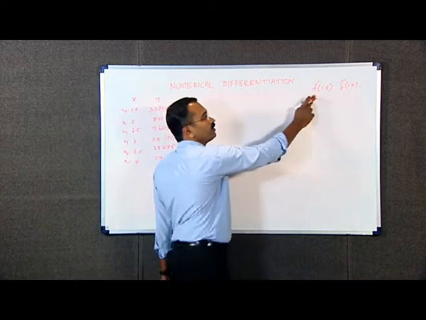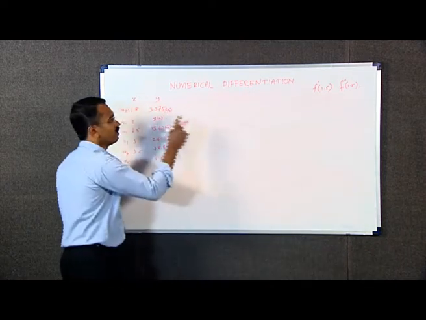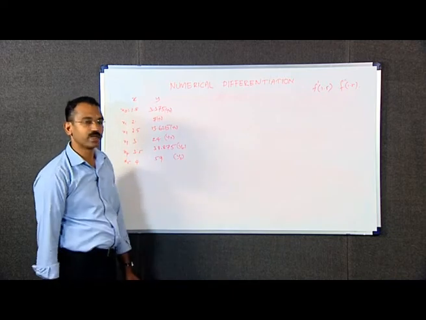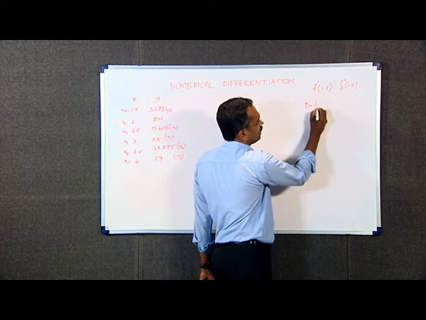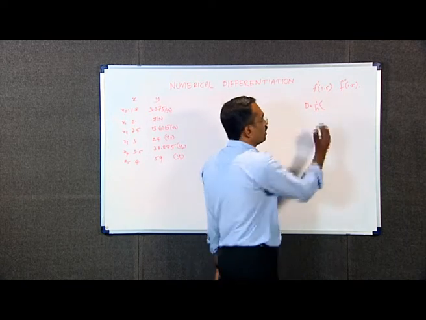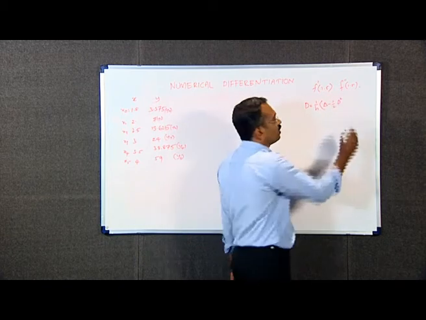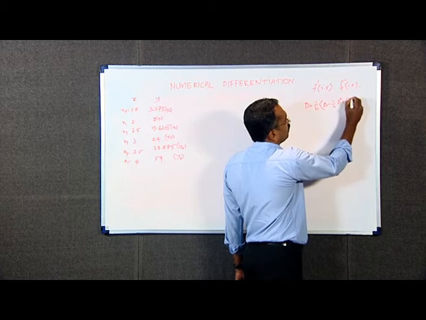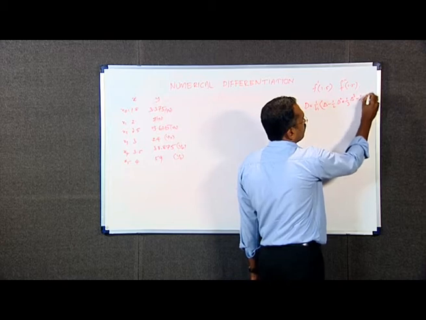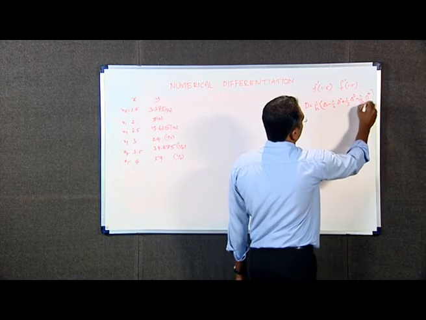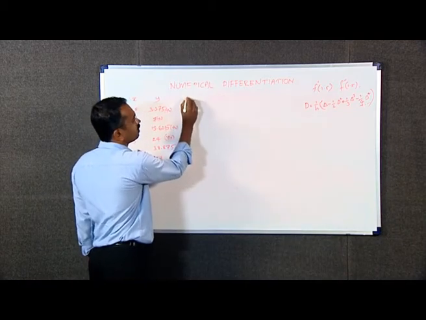Here we have to evaluate f dash. First we evaluate f dash at 1.5. Here 1.5 is our x naught. Therefore, we can use the formula D equal to 1 by h into delta minus 1 by 2 delta square plus 1 by 3 delta cube minus 1 by 4 delta raised to 4 plus etc. First of all, we have to construct the forward difference table.